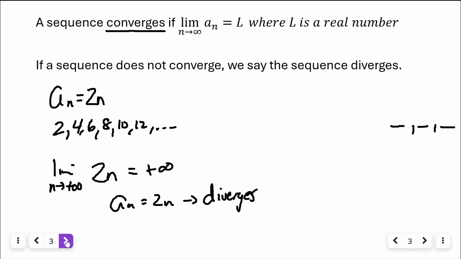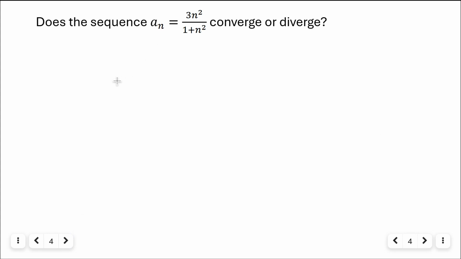Okay, now let's take a look at this sequence. a sub n equals 3n squared over 1 plus n squared. I want to know if it converges or diverges. Well, to figure out if it converges or diverges, I need to take the limit as n goes to infinity of the nth term, 3n squared over 1 plus n squared. All right, we need to take that limit. Here we go. So now, there's a couple ways that you can do this depending on how much you know at the time of watching the video.